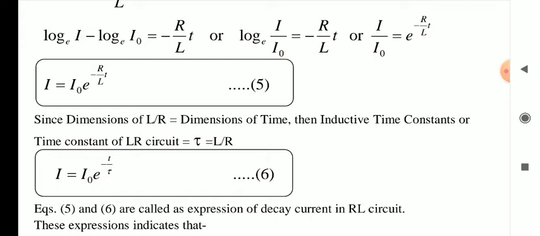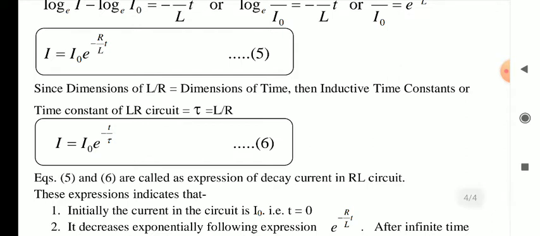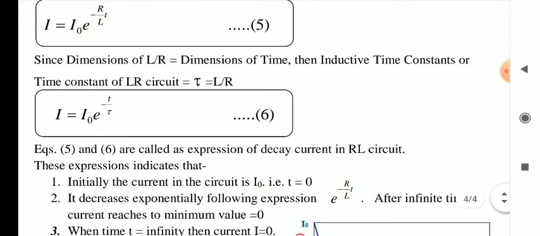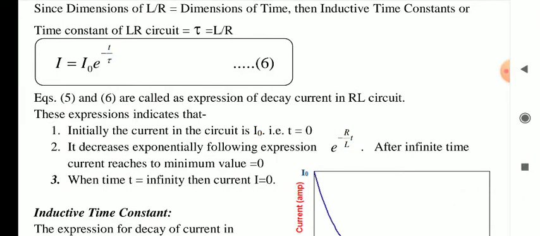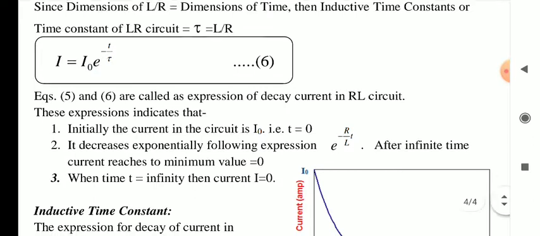Once again, the dimensions of L by R are equal to the dimensions of time, so we call it the inductive time constant or time constant of the LR circuit. That is defined as tau, which is equal to L by R. Substituting tau is equal to L by R in equation number 5, we get I is equal to I naught e raised to minus t by tau. Equations number 5 and 6 are called the expressions of decay of current in an RL circuit.